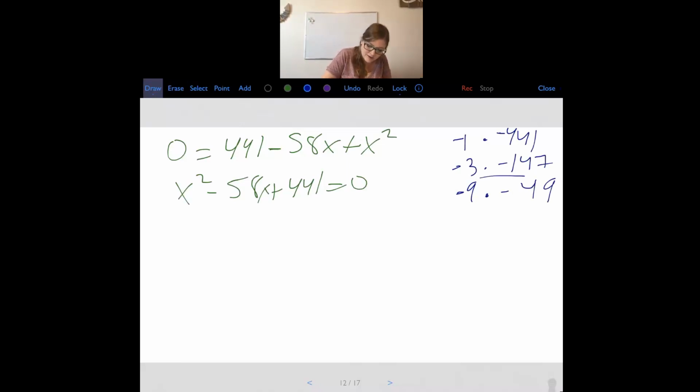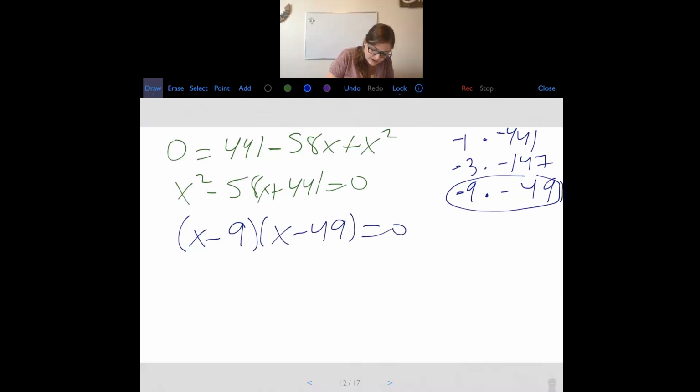Okay, here's my pair. So now I have x minus 9, x minus 49 is equal to 0, and I get x is 9 and 49. Now something that happens here that we also saw, or that we'll also see when we're solving square root equations, is when you're squaring something, you could potentially be adding a solution called an extraneous solution, which means it's not really a solution. So whenever you square a square root to solve a problem, you always need to check both of your answers to make sure that one of them is the answer.